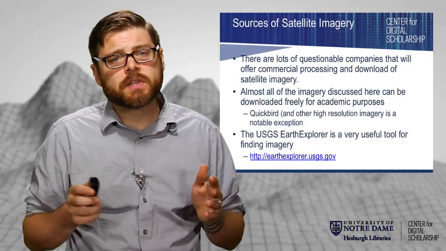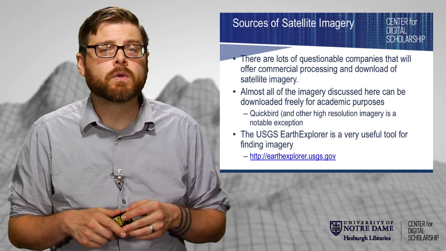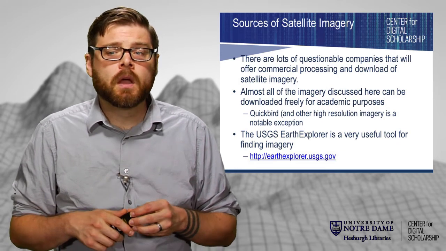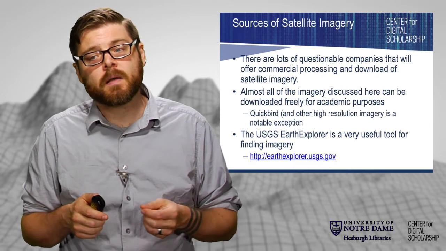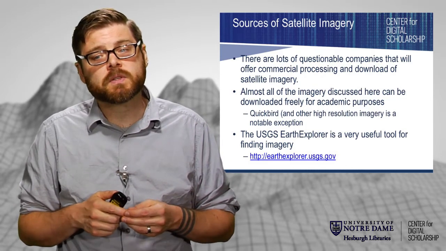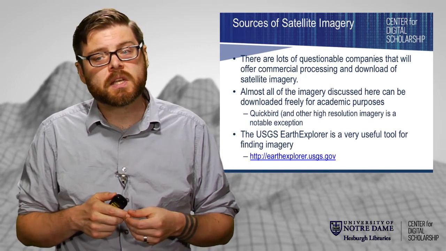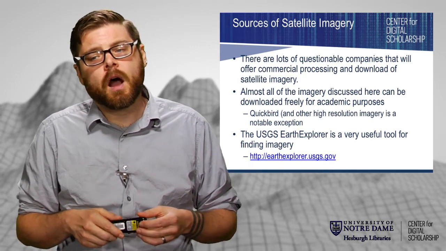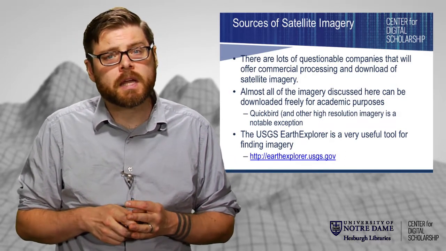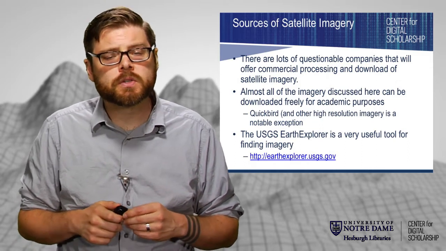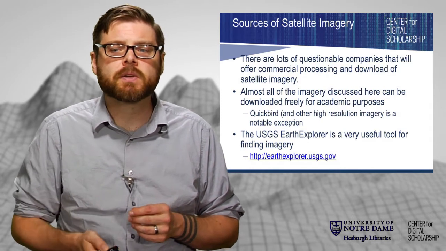Now, one thing I just want to stress here is that there are a lot of companies out there that will offer commercial processing and download of a lot of these satellite imagery sources. Almost all of the imagery we've discussed here, unless I've distinctly said commercial, is freely available for academic purposes. So the notable exception is those commercial QuickBird satellites and things like that, and some of the SPOT imagery. And this USGS Earth Explorer is a very useful tool for finding imagery and being able to download it with registration. So I encourage you to explore there and find if there's any of these data sources that might be useful for any projects that you have.